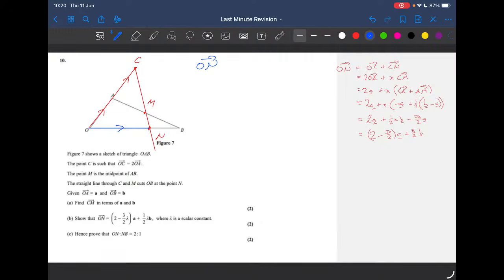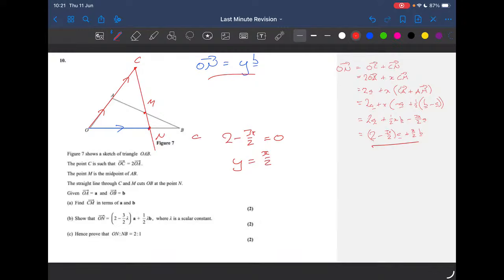So one way, often it's just a very simple version. This is going to be some multiple of OB, which is some multiple of B. And now these two versions are equal, because they're both referring to journeys from the origin to N. So no matter which way you got there, they must be the same thing. So what we can say is that 2 minus 3x on 2 is equal to 0, and y is equal to x on 2.